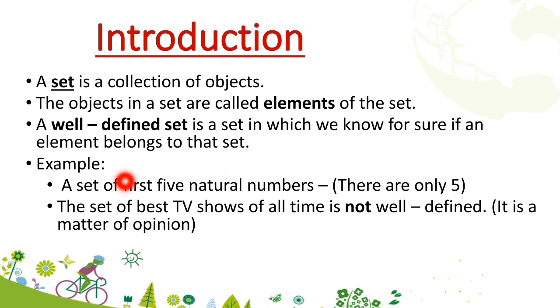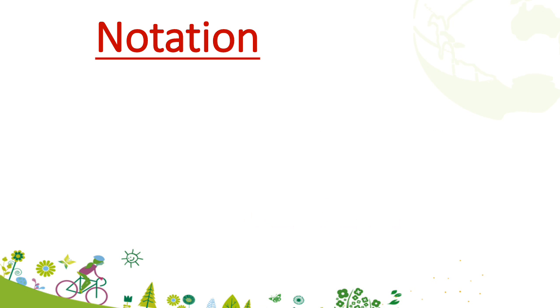For example, a set of first 5 natural numbers. We are all sure that there must be 5 natural numbers. We have no doubt that there can be 4 numbers, or 3, 6 or 7 numbers. So the set of first 5 natural numbers is 1, 2, 3, 4, 5. They are only 5, so this is a well-defined collection of objects. Similarly, the set of best TV shows of all time is not well defined, because it's a matter of opinion.